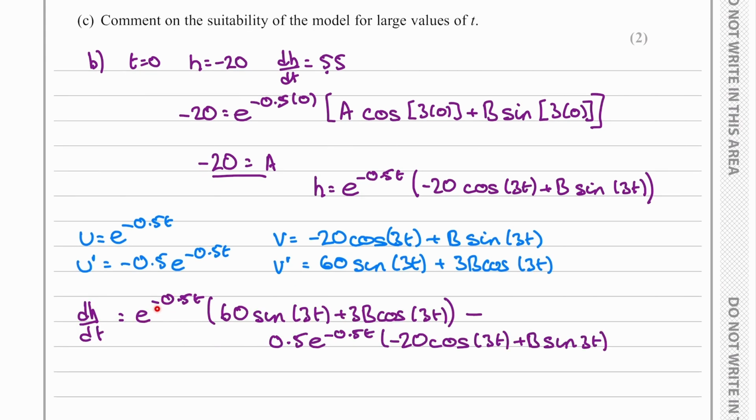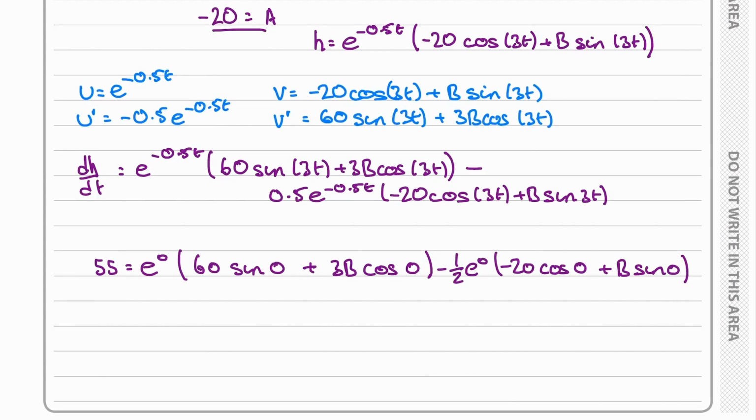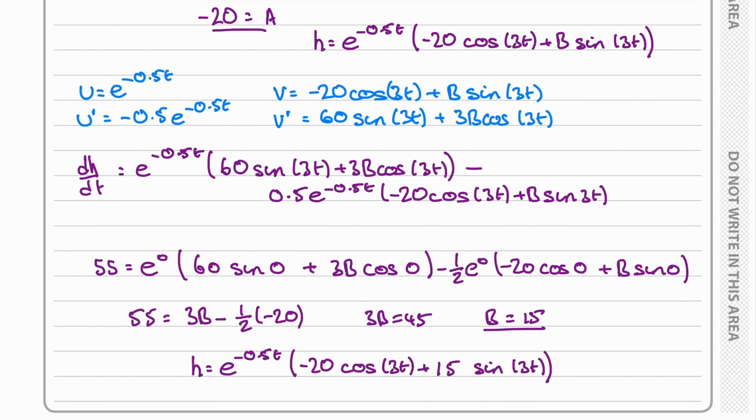So now we can work out dh by dt. So this will be u multiplied by v prime minus v times u prime. Now we can substitute in t equals 0 and dh by dt is 55. We know e to the 0 is 1, sine of 0 is 0, cos of 0 is 1, so we can simplify all of this. So 55 is equal to 3b minus 1/2 of -20. So 3b will equal 45, b will equal 15. So I'll substitute this value back into here. Okay, so now we've got an equation for h.